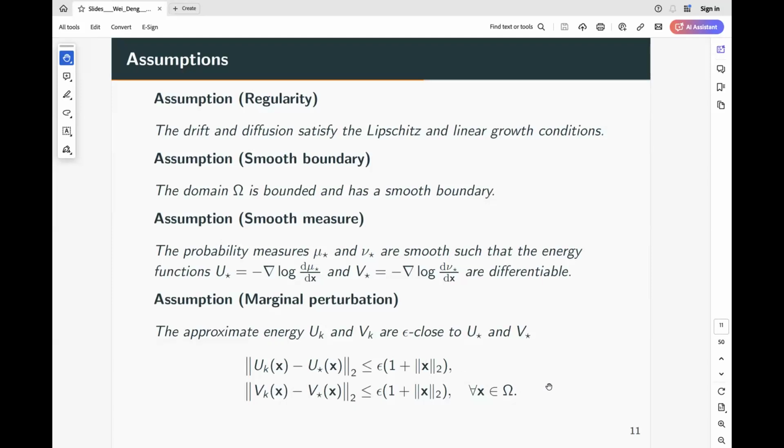And this assumption is also very popular. We don't need to worry about the second term in the X because in the first assumption, we have ensured the second moment to be bounded. So this X term will be taken good care of later.